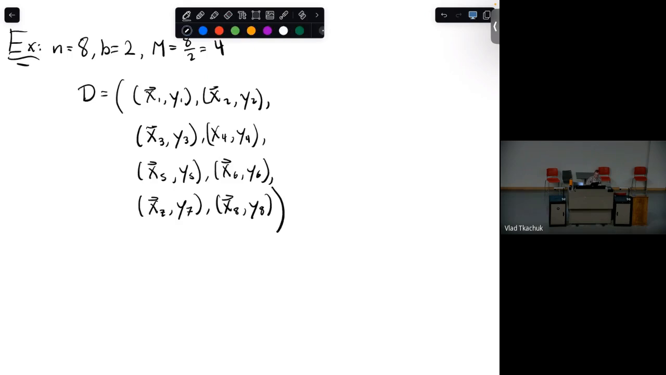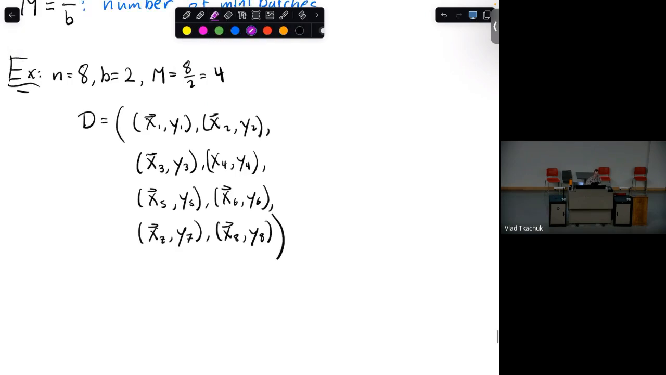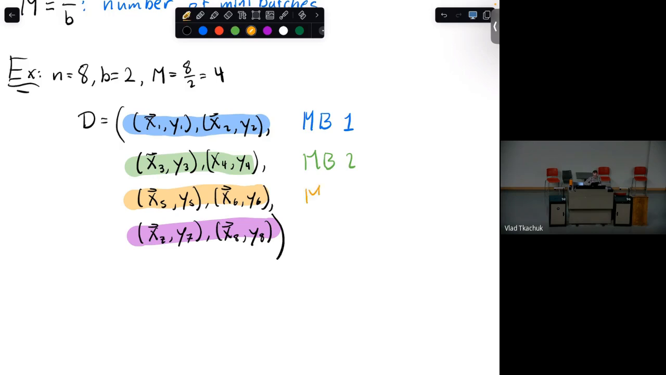Okay, so that's the thing. This is going to be your mini batch 1. This is going to be your mini batch 2. This is going to be your mini batch 3. And this is going to be your mini batch 4. Should make sense. You just break it up into these batches. And I'll tell you what we do with the batches in a moment.